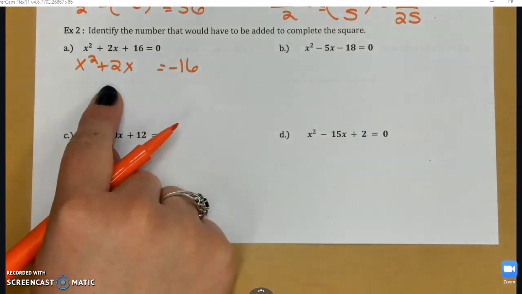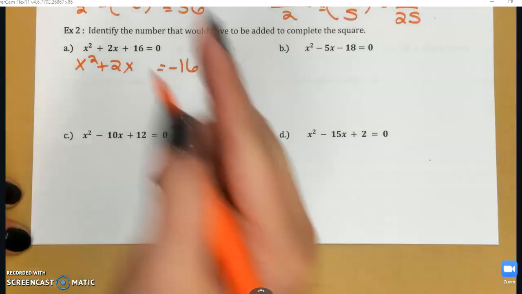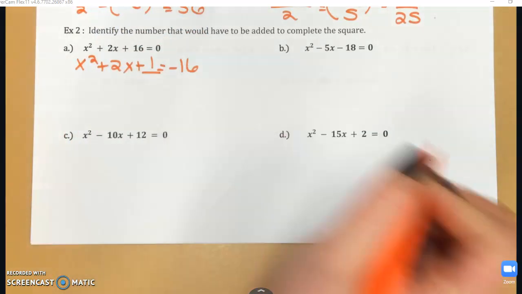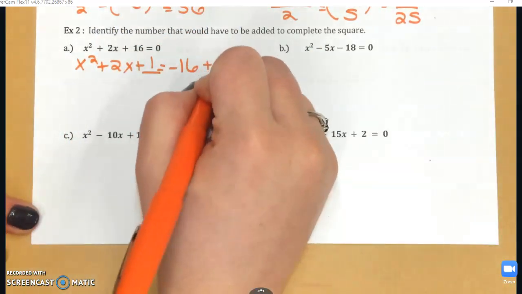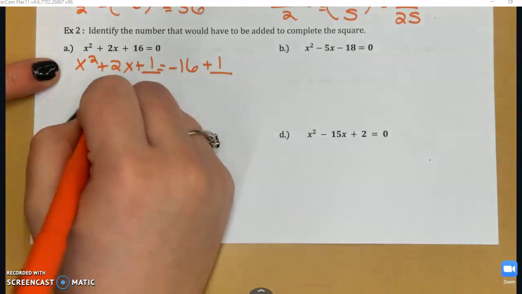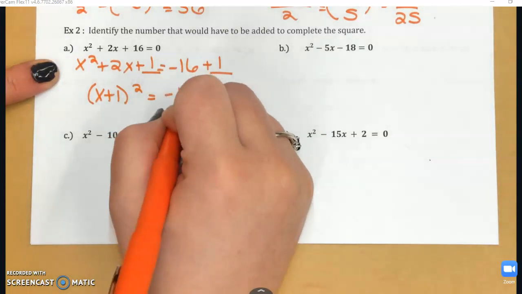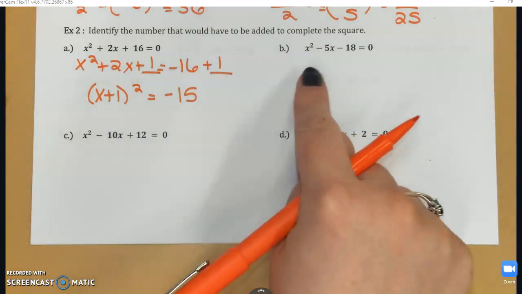So I'm going to follow the same steps we did on set 1, which is half the middle term. Half of 2 is 1. 1 squared is 1. And if I'm adding 1 on the left, I also need to add 1 on the right. So what I can do is rewrite this as a squared binomial, x plus 1 squared, and that's going to be equal to negative 15. Okay, let's do this again on B.